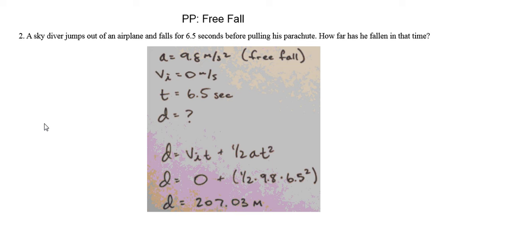Last one. A skydiver jumps out of an airplane and falls 6.5 seconds before pulling his parachute. How far has he fallen? So now we're looking for distance. We want to make sure that we know we have a time, 6.5 seconds. Now let's be careful here.